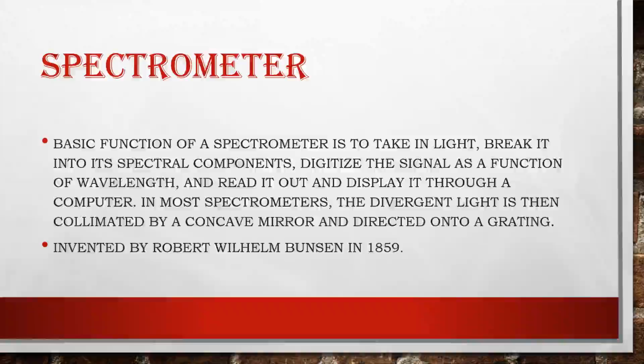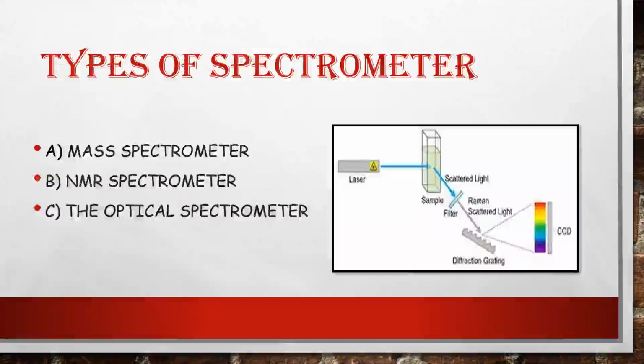Spectrometer. The basic function of a spectrometer is to take in light, break it into spectral components, digitize the signal as a function of wavelength, and read it out and display it through a computer. In most spectrometers, the divergent light is then collimated by a concave mirror and directed onto a grating. It was invented by Robert William Bunsen in 1859.